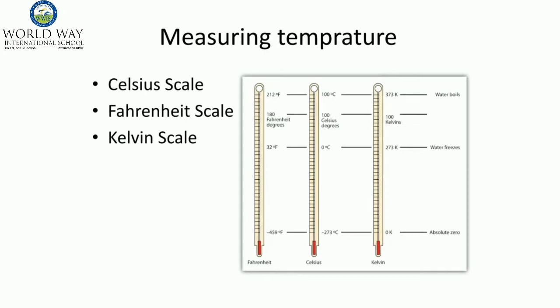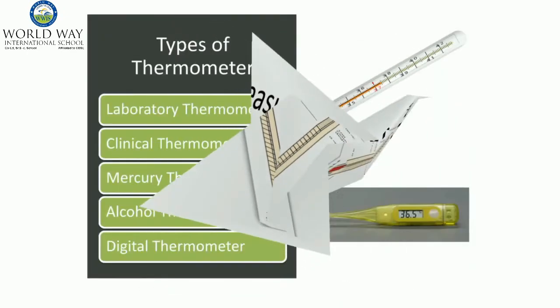Kelvin temperature scale, it is denoted by K. Kelvin thermometer has 100 equal parts. The expression which is used to convert Celsius scale to Kelvin scale is plus 273.15.